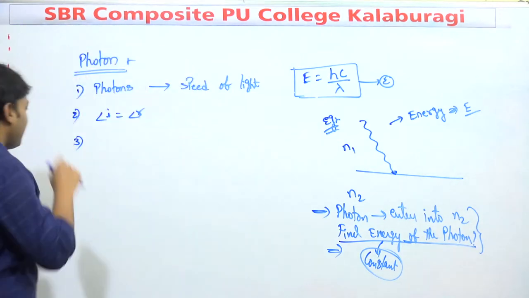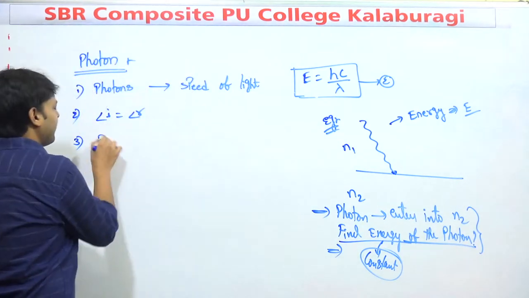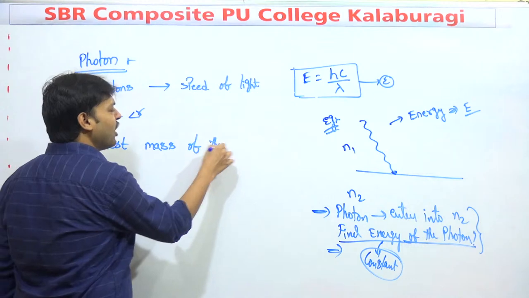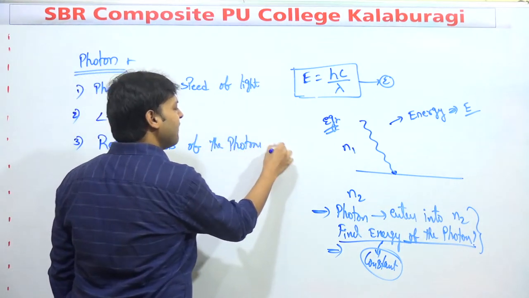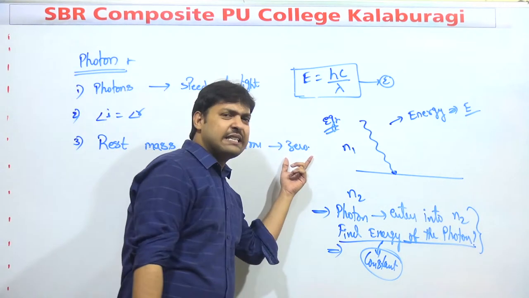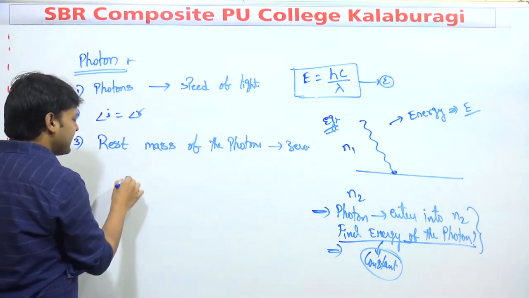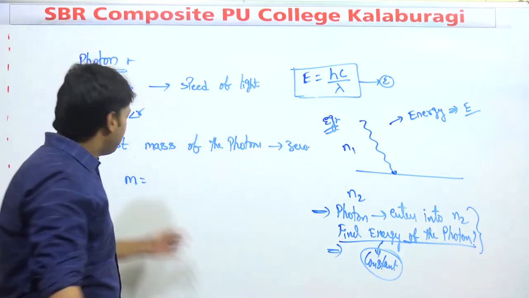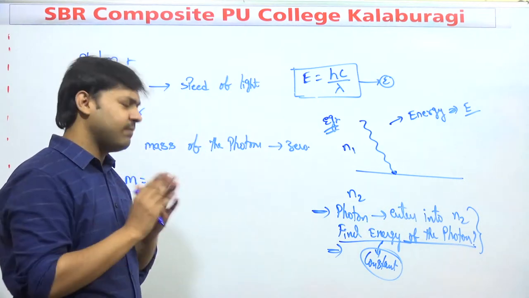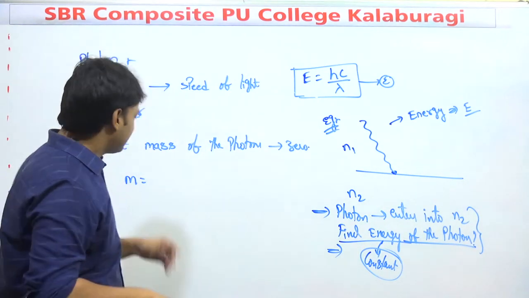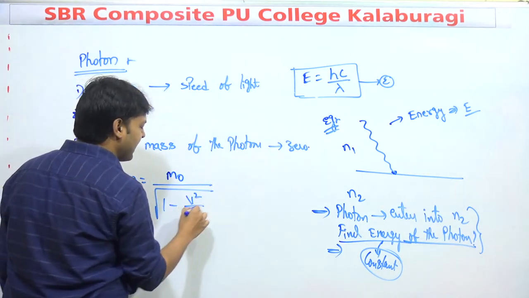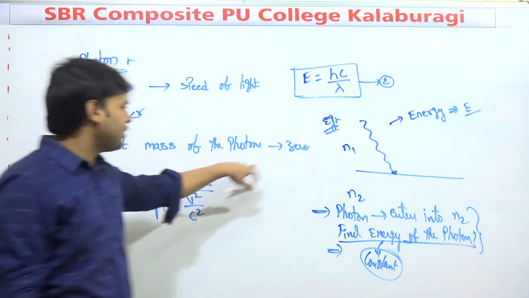Right. Next point. Rest mass of the photon will be zero always. Why? Because mass depends on a very important formula. Mass depends on the speed of the particle. Already I said it is not about cars and aeroplanes at all, but it depends on the wavelength. So m equals m naught divided by square root of 1 minus v square by c square. So rest mass of the photon is 0.